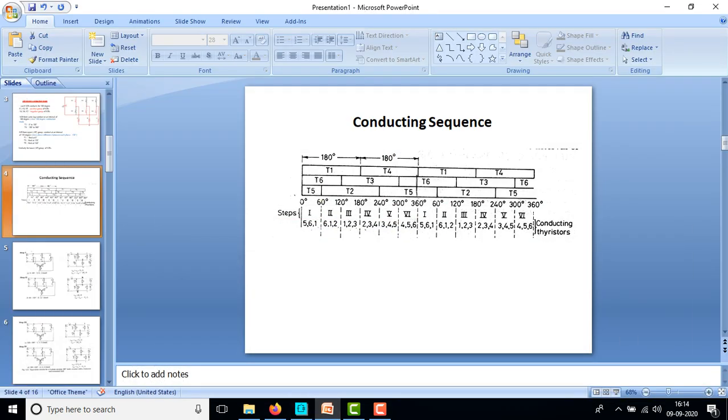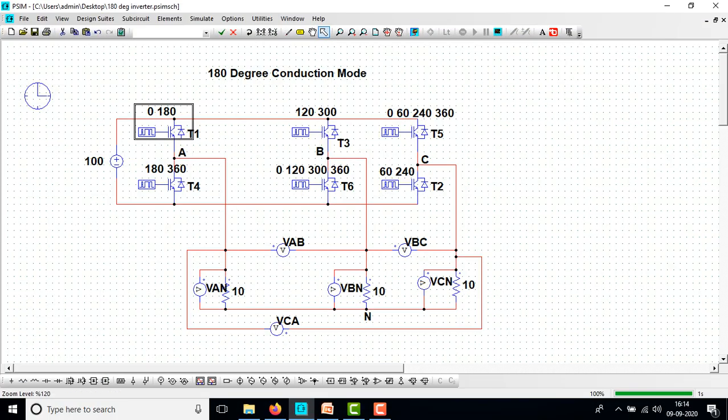And similarly for T5, it will start the conduction from 240 to 360, which means 120 degrees, and the remaining 60 degrees from 0 to 60 degrees. So there are 4 conducting points, that is 0 to 60 and 240 to 360.